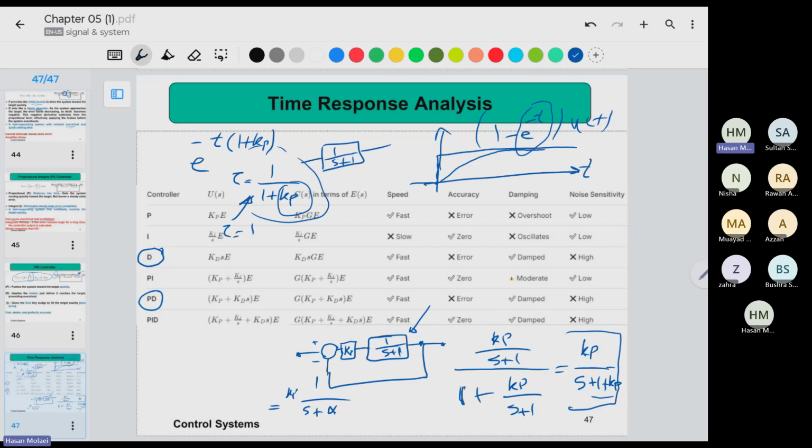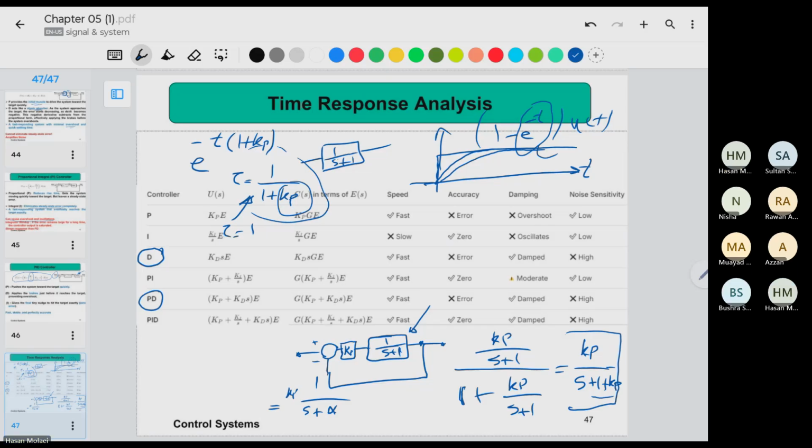So if you do not have any controller, your response is just the nature of the system. You just go with the time constant of 1. But if you increase the KP, you are able to increase the speed of the system to respond for you, right? So with this manipulation, you can actually adjust the speed even faster than what it has to be.